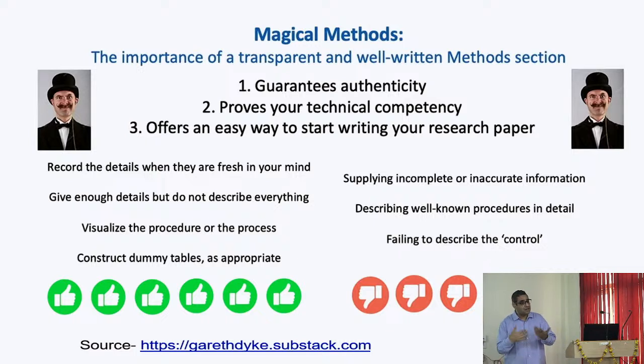Describing a well-known procedure, like how protein is estimated or how spectrophotometry is used, is not necessary. And failing to describe the control is a problem. Control is very important. Many times we are not able to take the control samples. If you are not able to describe this, it means the research is incomplete. This is the easiest section because you know everything about it. You know everything you have done and can compile it properly. A transparent and well-written method section will be successful for your thesis, dissertation, or research paper, whatever you do.